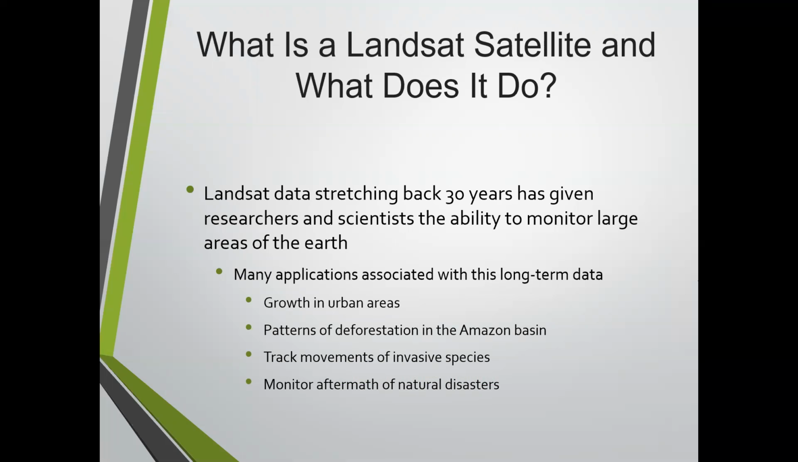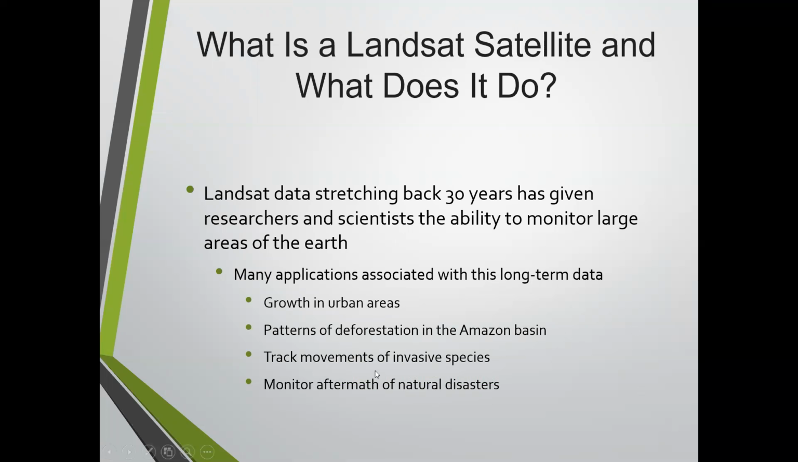One of the big things that's very important is the patterns of deforestation that are going on everywhere, particularly in rainforest areas. And they have a lot of data that demonstrates this, in particular the Amazon basin, which is important because those are high biodiversity areas.